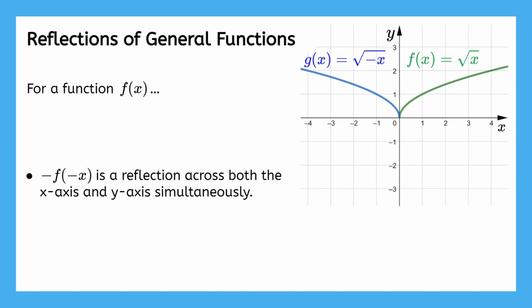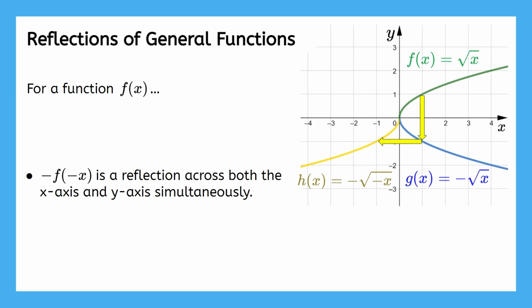And if we wanted to reflect this across both the x-axis and y-axis simultaneously, we would put a negative on both the inside and the outside of the function. With this example, that would be the negative square root of negative x. An interesting fact is that if reflections across the x-axis and y-axis happen one after another, it doesn't matter which reflection we do first. Why is that? Well, whichever negative we add first, we end up with a negative on the outside of the function and a negative on the inside, so we still get the same result.